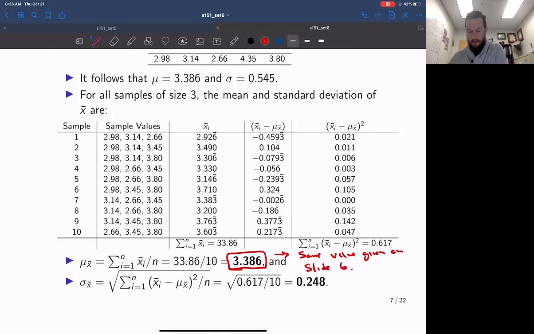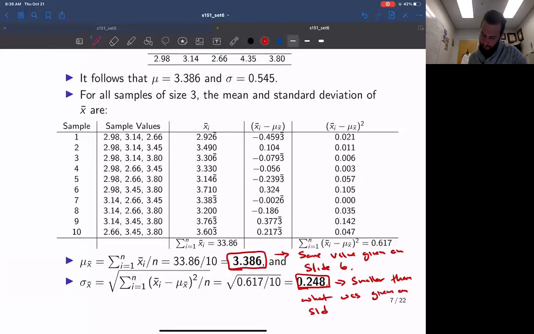Then I compute the standard deviation of those sample means. Notice now that this is smaller. So through these illustrations, what I'm trying to show you is how the mean and the standard deviation of the sample mean behave when we collect larger samples from the same population.